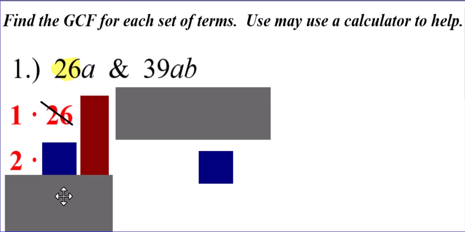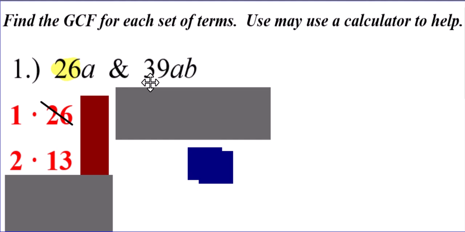Divide it by 2 in your calculator if you need to. 26 divided by 2 would give you 13. Is 13 a factor of 39? Well, I bet some of you already know. But if you don't, in your calculator, take 39 and divide it by 13, and you get 3.